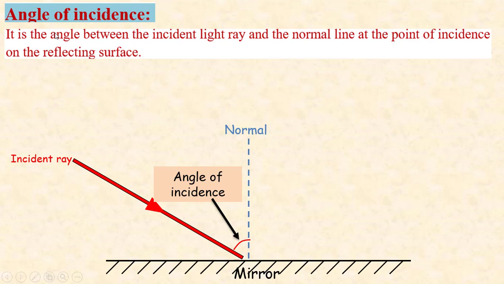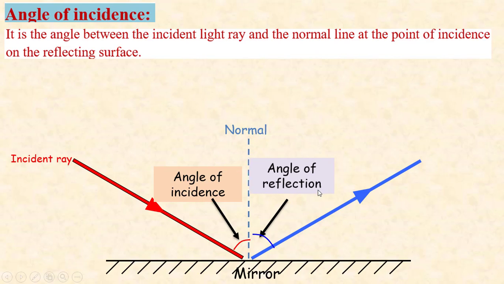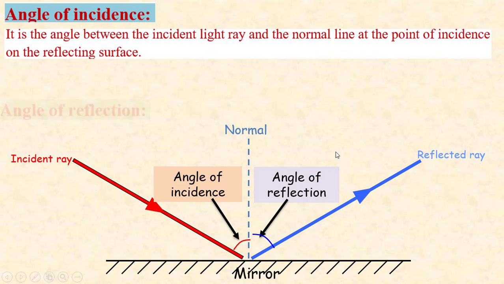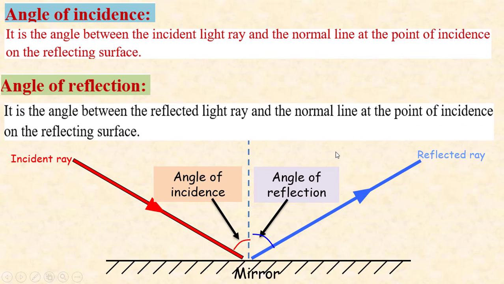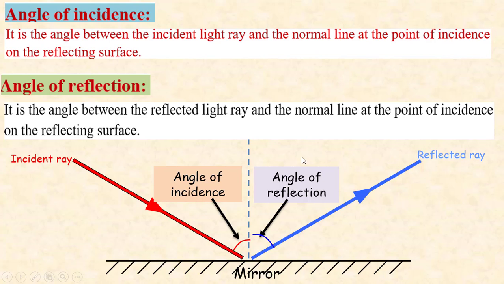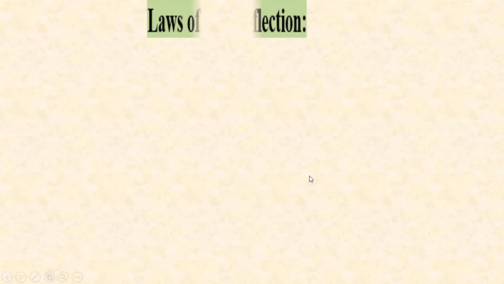Before reflecting, what is the angle of incidence? It is the angle between the incident light ray and the normal line from the point of incidence. This light falls on the mirror, then it reflects like that. This is the reflected light ray, and the angle between the normal line and the reflected light ray is known as the angle of reflection. So what is meant by the angle of reflection? It is the angle between the reflected light ray and the normal line from the point of incidence on the reflecting surface.